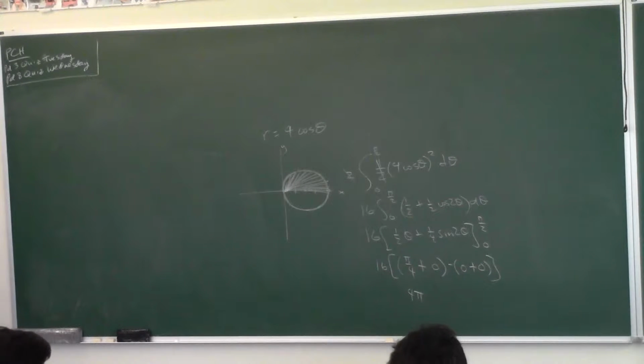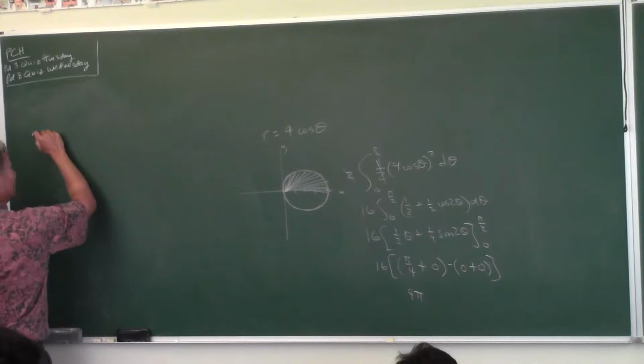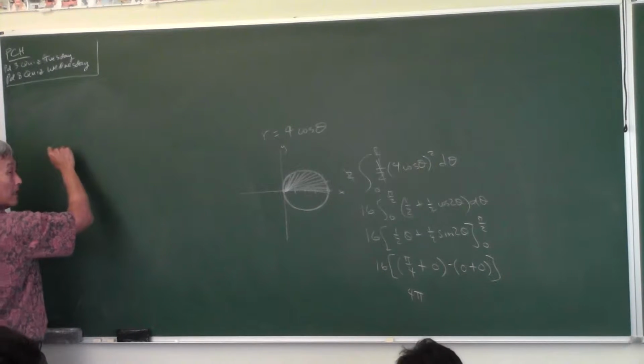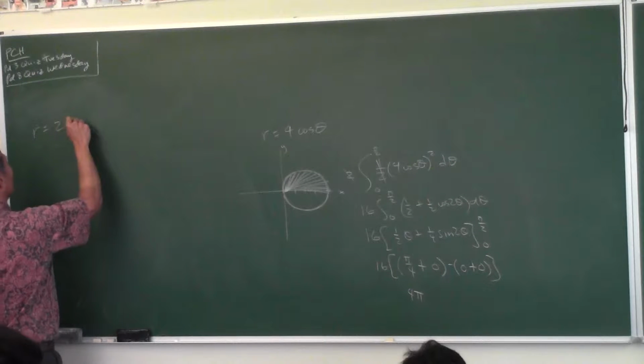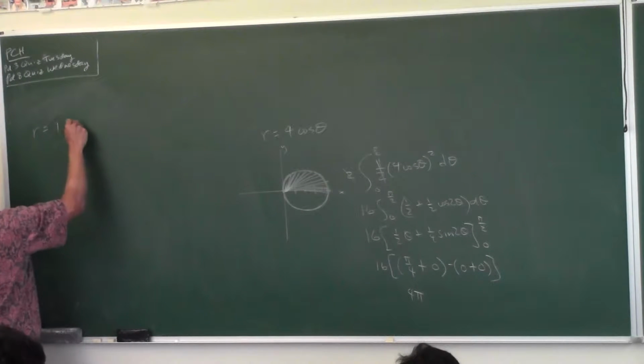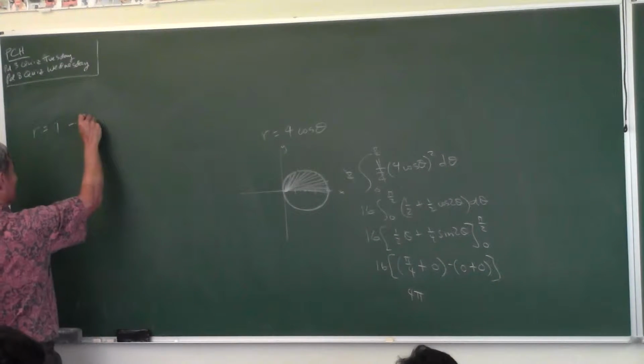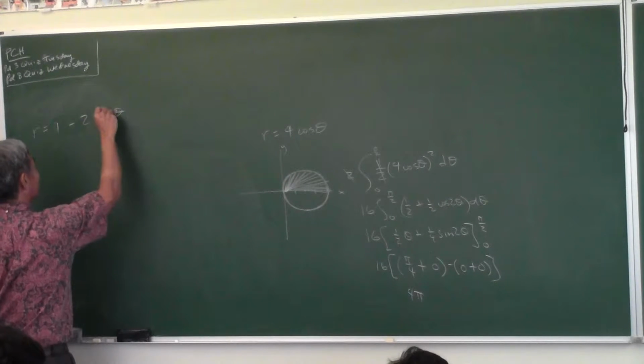Okay, now I forgot the example we're supposed to do. We might only have time for one. So you want to do an inner loop or one petal of a rose curve? I wanted to do both. Rose. Let's do the inner loop first. r equals, let's keep it simple, 1 minus 2 sine theta. I'm trying to make it easy for you.